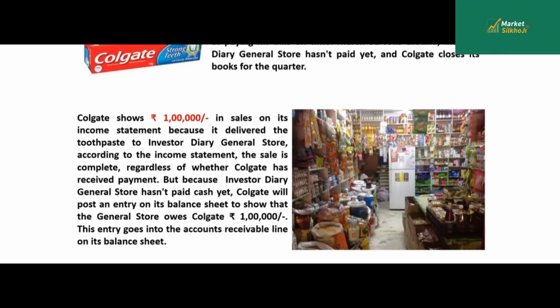Now let's add a few more details. Let's take Colgate as an example. Colgate delivered a few cases of toothpaste worth 1 lakh rupees to a general store. The date is very important here: February 20th. On that date, they sent the toothpaste, but gave him 60 days to pay because he is a regular customer and has a good track record of paying bills on time. So Colgate delivered the products on Feb 20 and gave 60 days, that is 2 months of time, to pay, because of the track record.